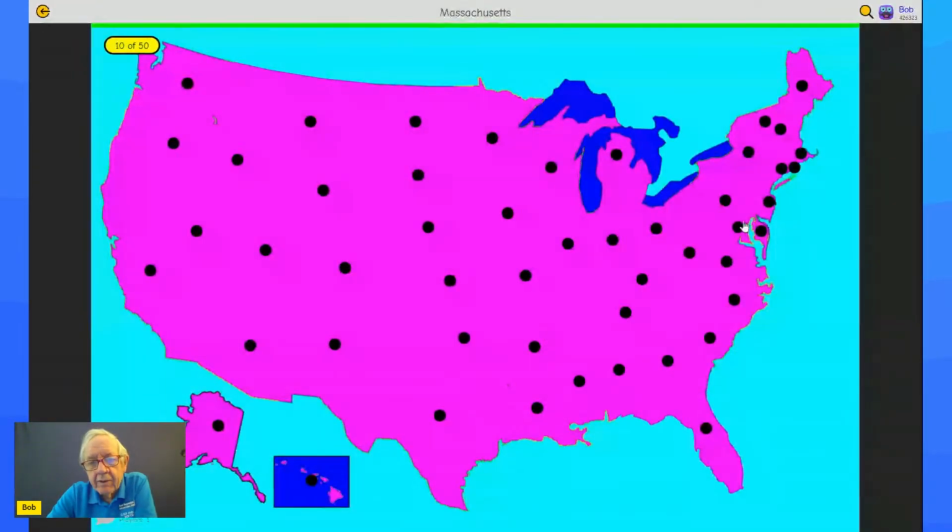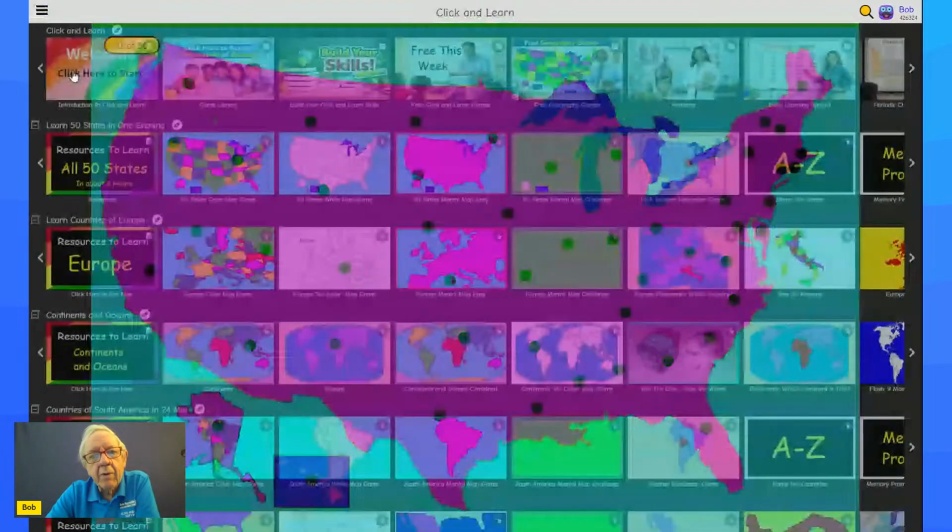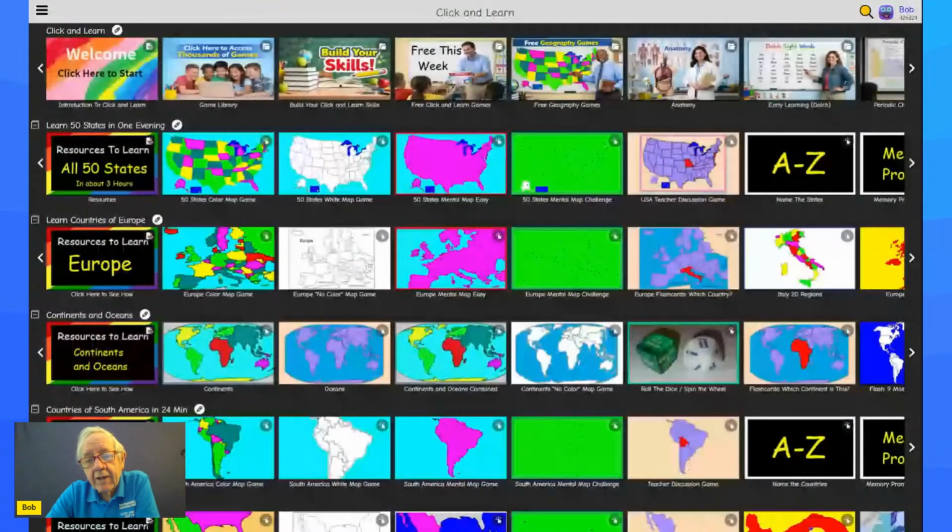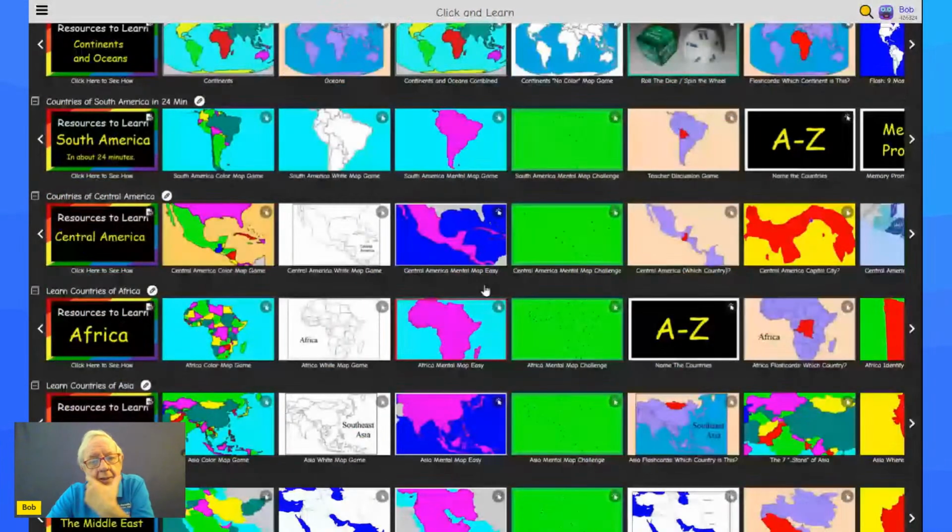Massachusetts. This is really one of my favorite games in the whole system. My point is, I can play that game because I'm a subscriber. And if I had a teacher who purchased the playground and gave me access, I could play all those games, all these games.